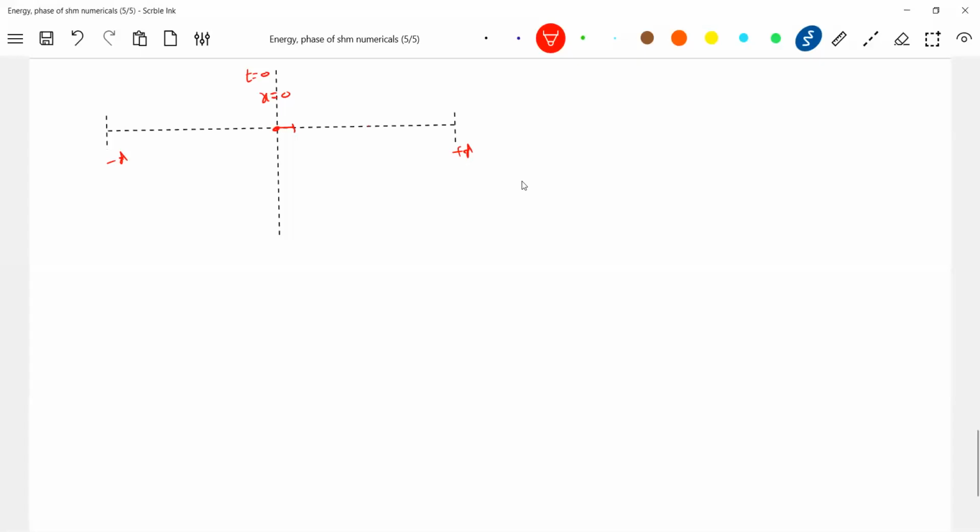So what is the time taken to move from x equal to 0 to x equal to a by 2? Let's see what velocity it will have. I want this time. We know what time it will take to reach the extreme, T by 4. Am I right? So I'm asking the time taken to move from x equal to 0 to x equal to a by 2. How to determine that?